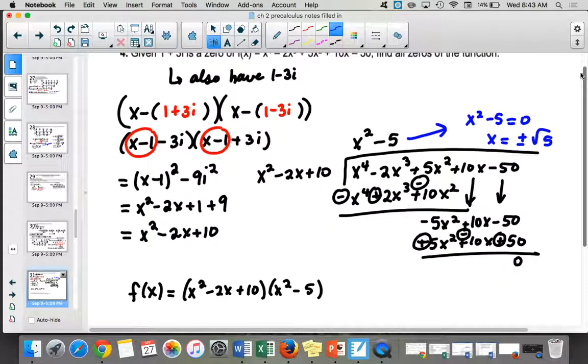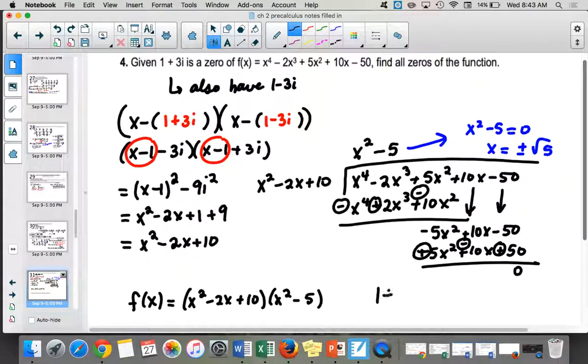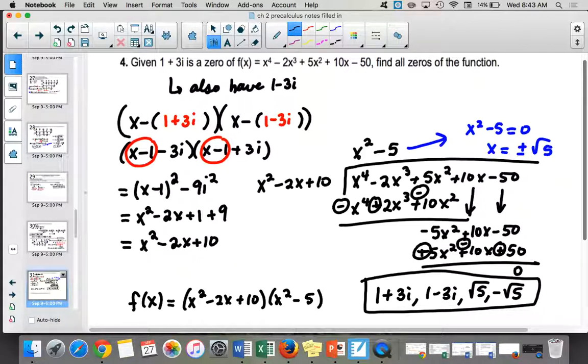So when we talk about all of the zeros, we should have 1 plus 3i, 1 minus 3i, square root of 5, and negative square root of 5. Those are all of our zeros. So if I asked for the linear factorization, or factored over the complex numbers, it would be x minus each of those. It would be the final factored form. Does that make sense? It's weird what books will ask for.